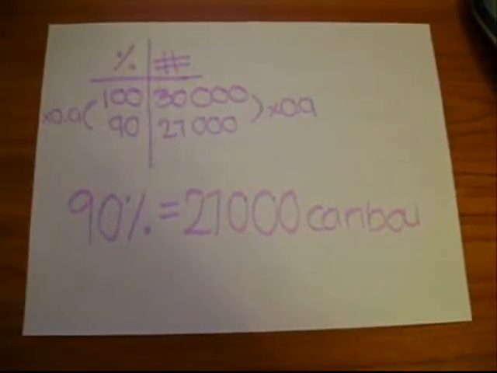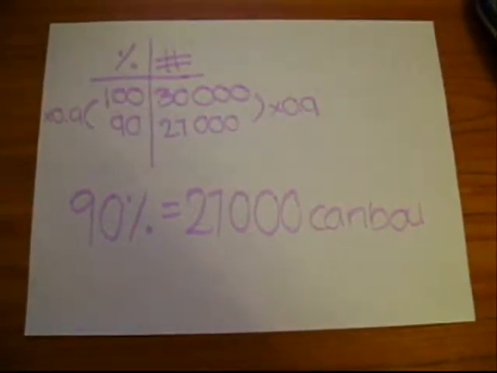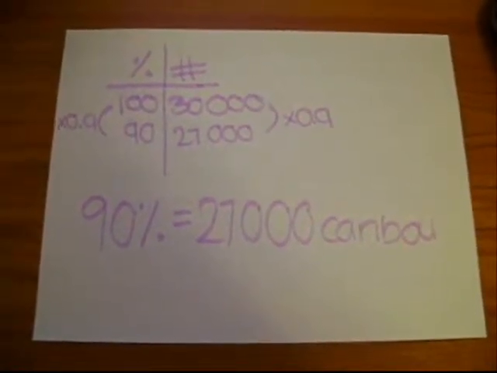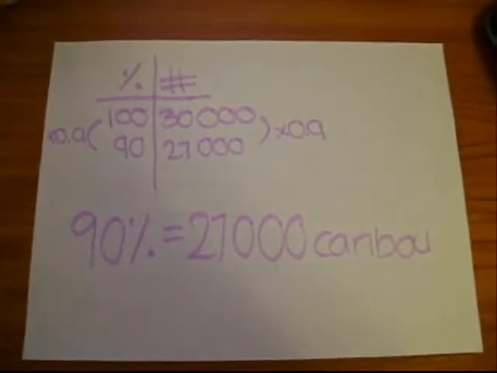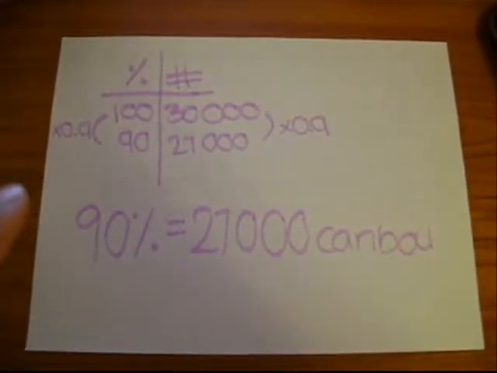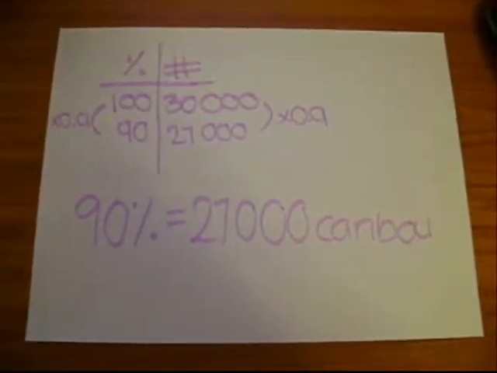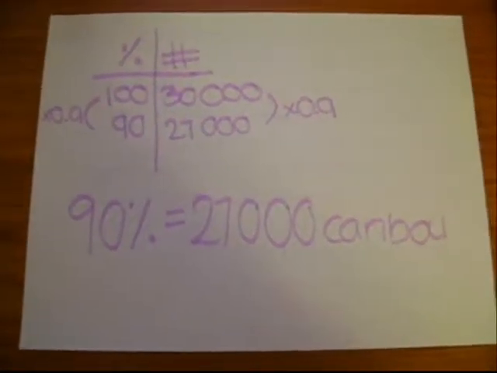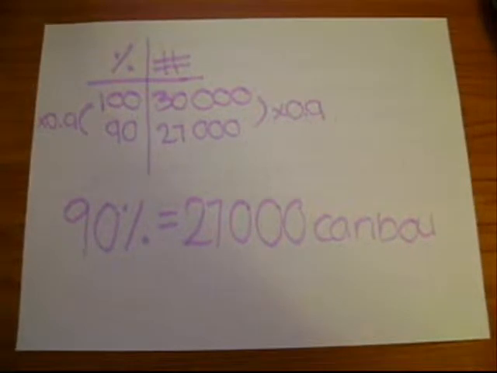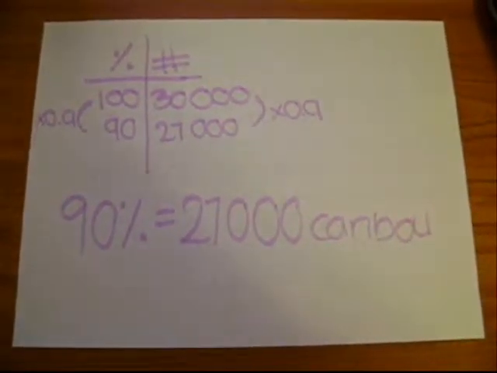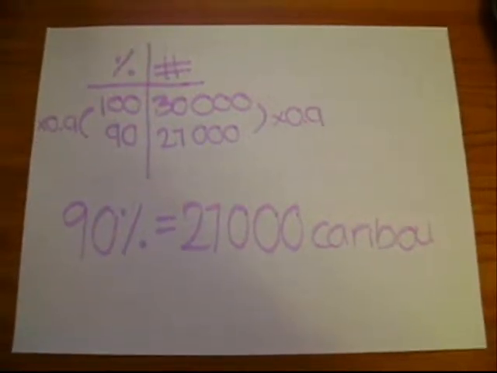So you have to find 90% of 30,000. To get 90%, you have to multiply by 0.9, and you will get 27,000. So 90% is 27,000, and there are 27,000 caribou in the second year.